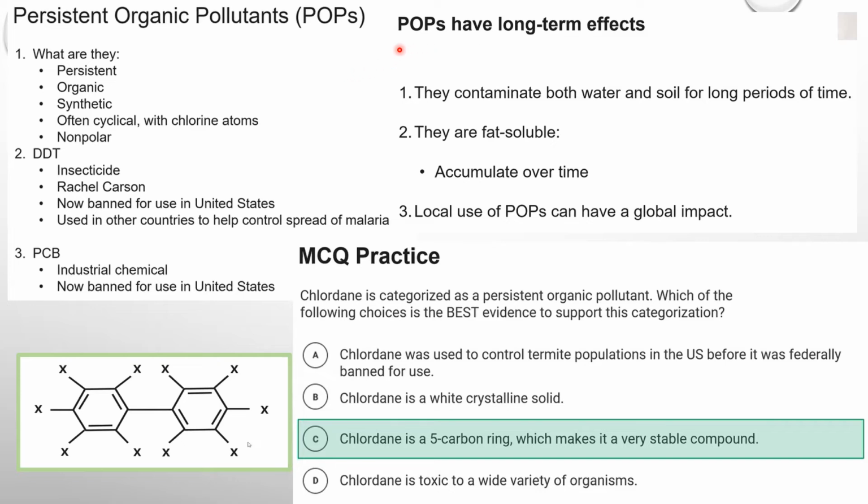So some of the long-term effects of persistent organic pollutants is they can get into our water and our soil. And then the persistent part, they last for a long time. They don't break down easily. They're fat soluble, and they'll accumulate over time. So they last for a long time, and they accumulate over time. And they can be carried in the water, they can last in the soil, they can even be carried in the wind, so they have a global impact. And here is an example of PCB.